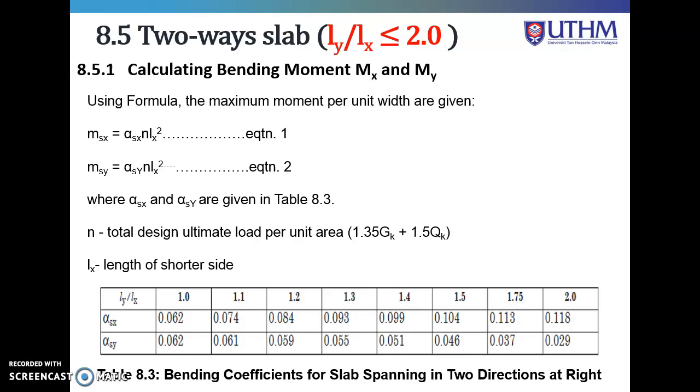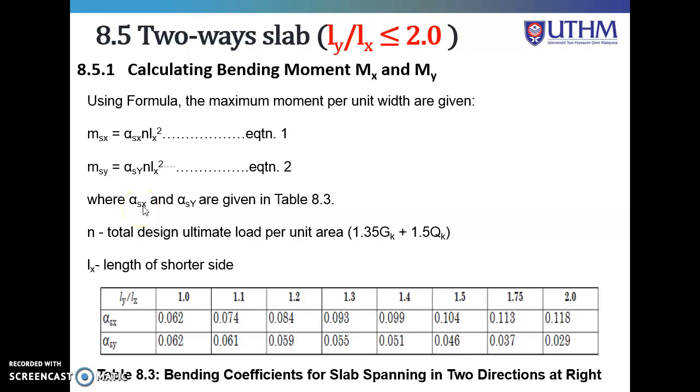Okay, how we want to design the slab for the two-way slab. First we need to calculate the bending moment, Mx and My. But we need to find first the maximum moment per unit width by using this formula. So Msx equals alpha sx n lx square. For this one, x represents the shorter span, maksudnya span yang pendek. Msy akan represent the longer span ataupun bahagian yang panjang.